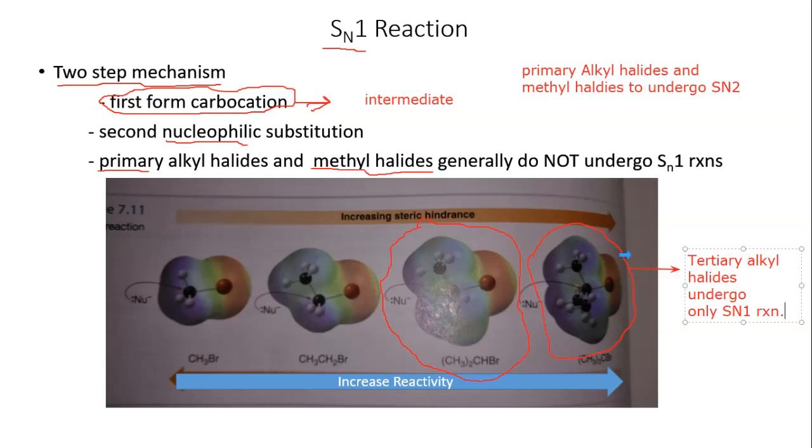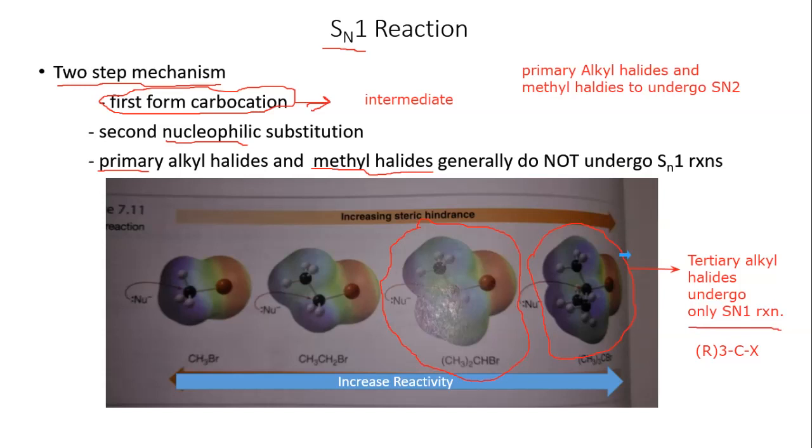So if you have a tertiary alkyl halide, it has 3 R groups attached to the carbon that's attached to the halide. So again, you have 3 carbon groups attached to the carbon that's attached to the halide. And tertiary alkyl halides only undergo SN1 reaction because a tertiary alkyl halide forms a very stable carbocation.